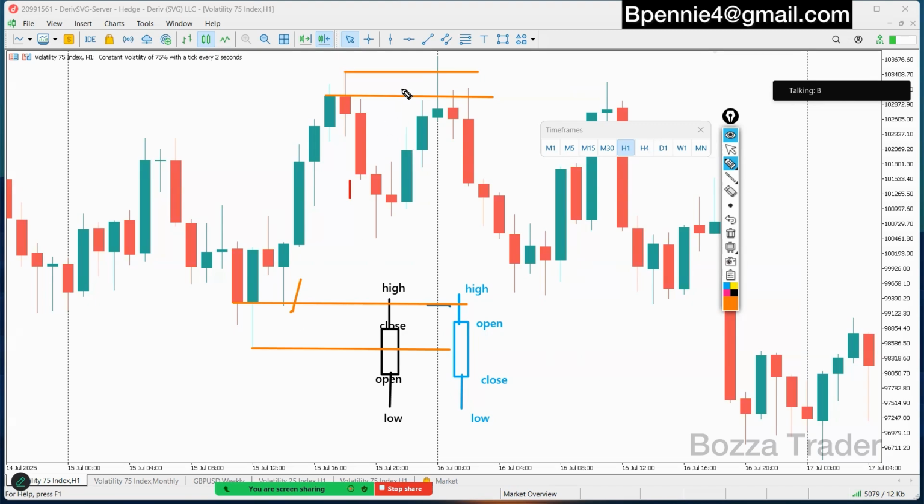This is your support, and above here we have the resistance. What about the supply and demand? How do we draw it? Remember, with supply and demand, we are mostly focusing on what? On the body of the candlestick. The body of the candlestick shows that we are looking for the range.